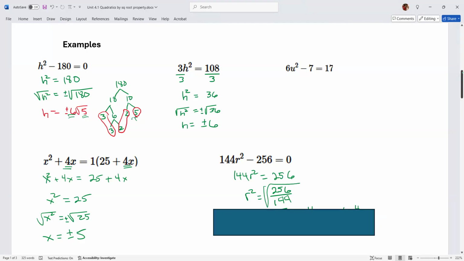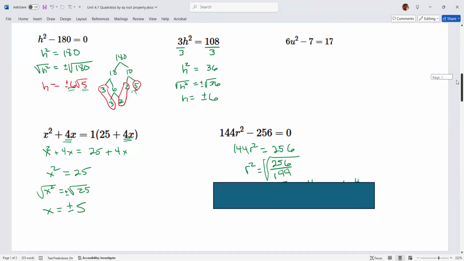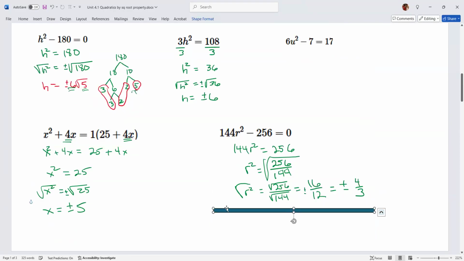way to look at it is you take the square root of all of it, but it's better to break it into using the quotient property of taking the square root of the top, the numerator, and taking the square root of the denominator. And when I do that, I'll end up with r, the square root of r squared is r, and then the square root of 256 is 16, 144 is 12, and that reduces down to plus or minus 4/3. Okay, so I think you'll find that this is pretty simple. There's really not much else to say.